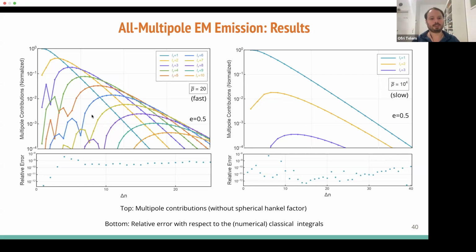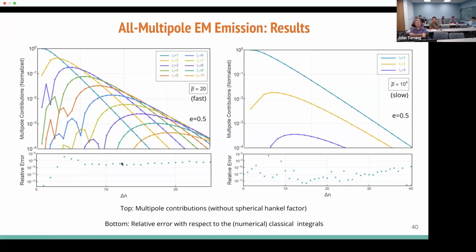The interesting thing to note here is that for fast motion, there's a certain harmonic for which the higher multiples in L dominate over the lower multiples. So it's actually not going to be dominated by dipole radiation. I think this is an interesting thing to note here. Any questions about these plots?